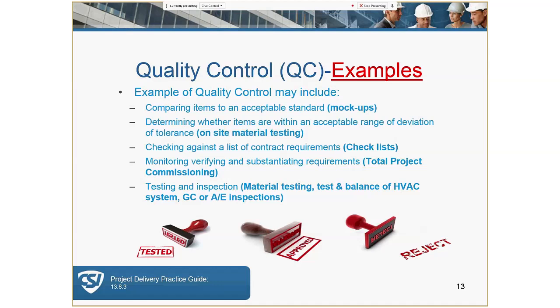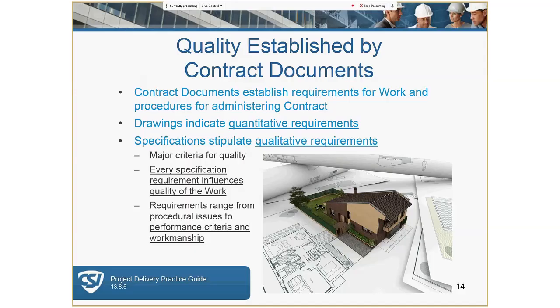Some other quality control examples. This is a list of some QC examples in construction. Again, material testing, moisture content testing, or equipment testing are all good examples of quality control during construction. Just be aware of the difference. As we've discussed, the drawings address quantitative requirements, size, area, and shape, and the specifications cover qualitative requirements such as performance criteria and workmanship.